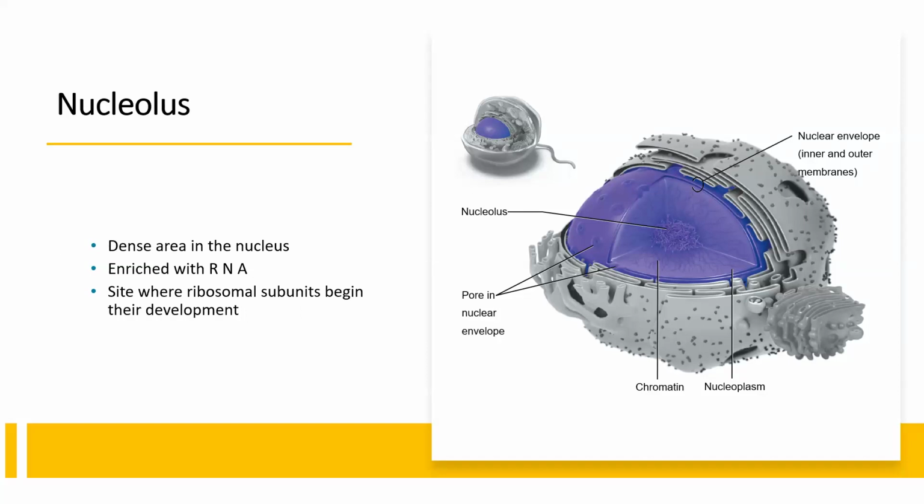And the nucleolus is this really dense area at the center of the nucleus. It's also enriched with RNA, and this is where the ribosomal subunits begin their development.